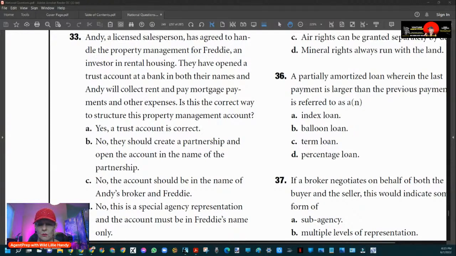All right, number 33. Can a salesperson do property management? That's the first question. No, they cannot. The broker can do property management. So the answer here is no. The account should be in the name of Andy's broker and Freddie. The broker, who can do property management, has a trust account, either for each client or a general trust account for all their clients, into which only rents and those types of monies are deposited.